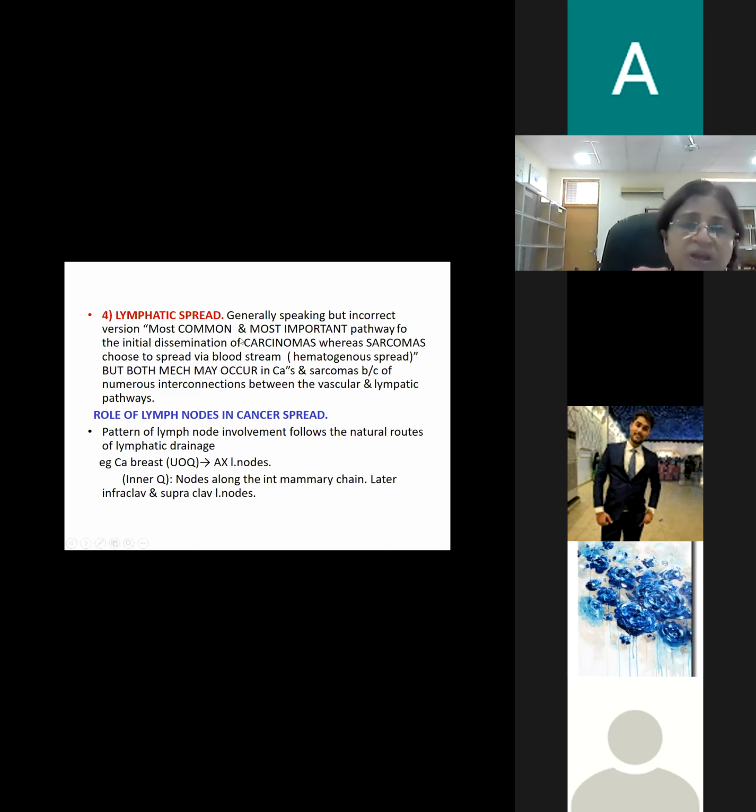Generally speaking, earlier they used to say that the most common and the most important pathway for the initial dissemination of cancers was the lymphatic pathway, whereas the sarcomas choose to spread via the hematogenous pathway. But both mechanisms can occur in carcinomas and sarcomas, that is, both can spread via the lymphatic pathways and also via the hematogenous pathway. So what is the role of lymph nodes in cancer spread? This comes under the heading of lymphatic spread.